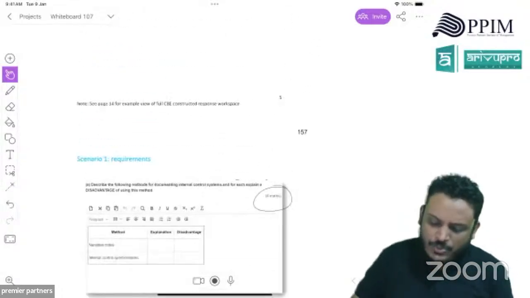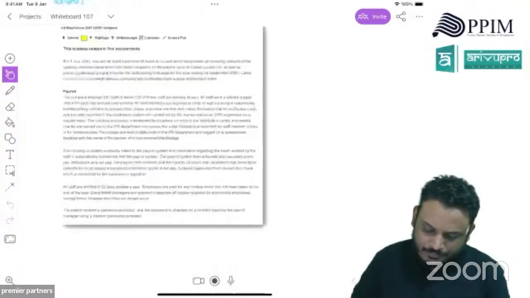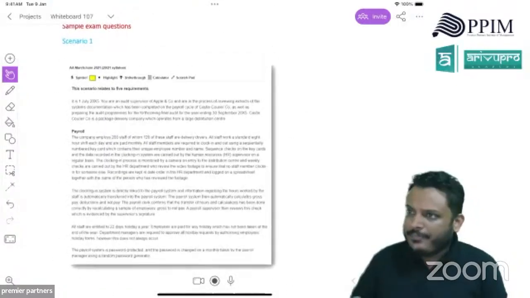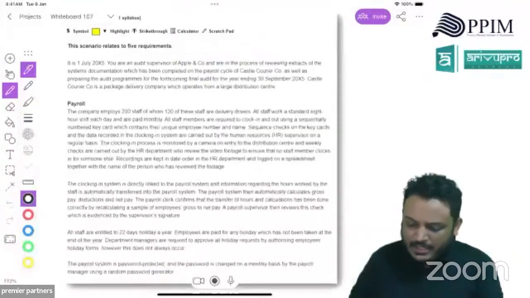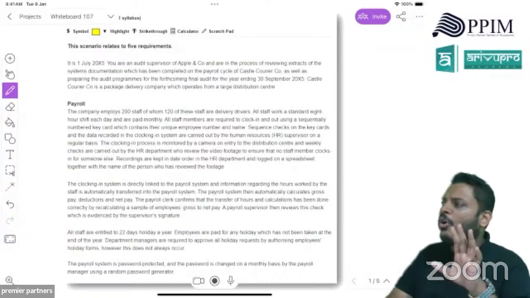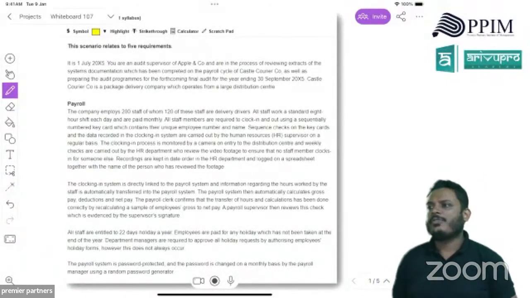Students, let's do this question. Read this case study. I'll give 5 minutes. Read this case study. Identify 4 recommendation controls and type test of controls. Do it.